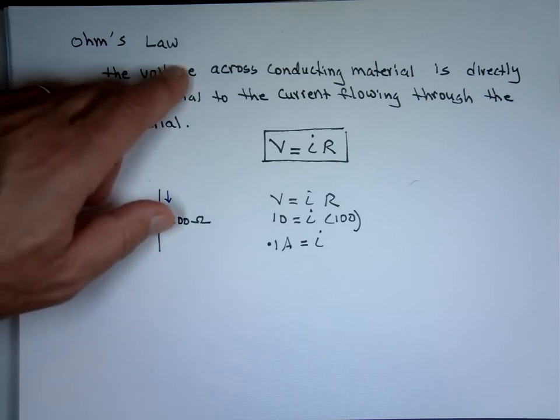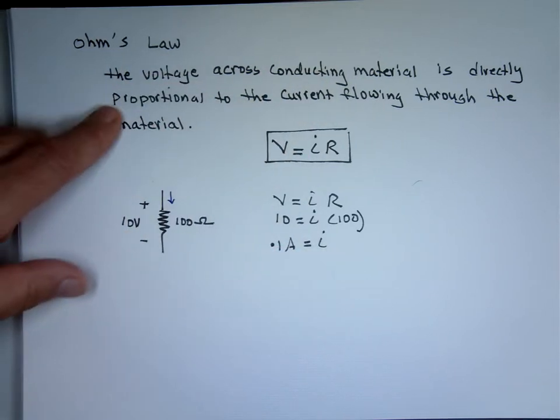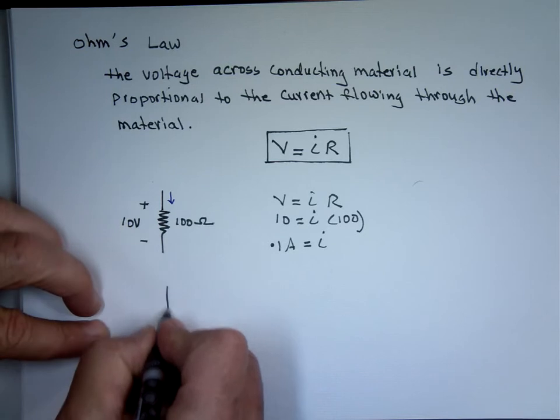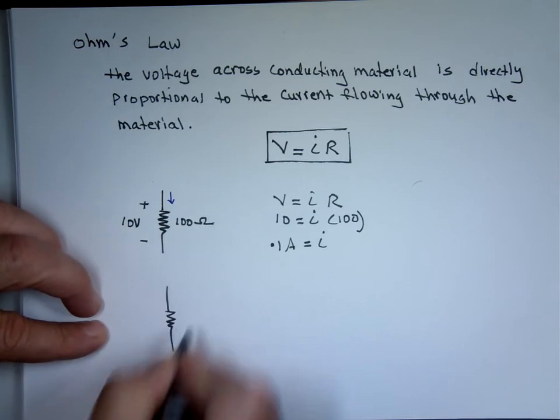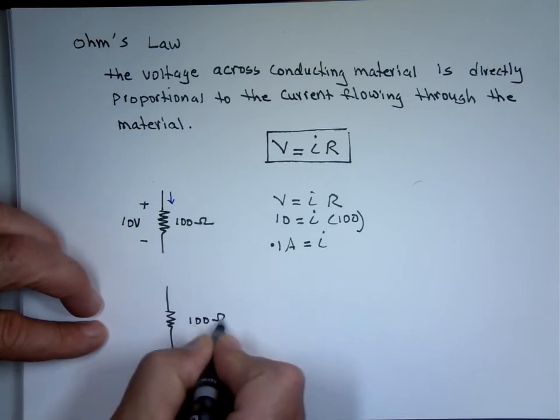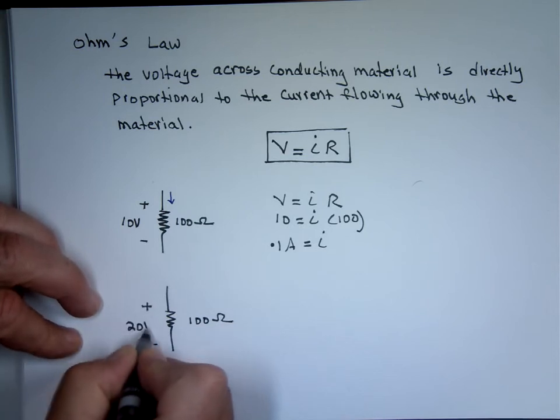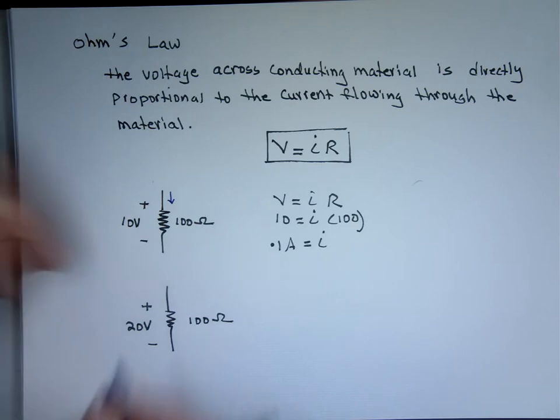It says the voltage across conducting material is directly proportional. What does that mean, directly proportional, in math? One goes up, so does the other one? Yes, if one goes up, the other one goes up. If one decreases, the other one decreases. So if I increase the voltage here and keep the resistor the same, let's make the voltage double that and see what will happen to the current. Does the current become double that too?